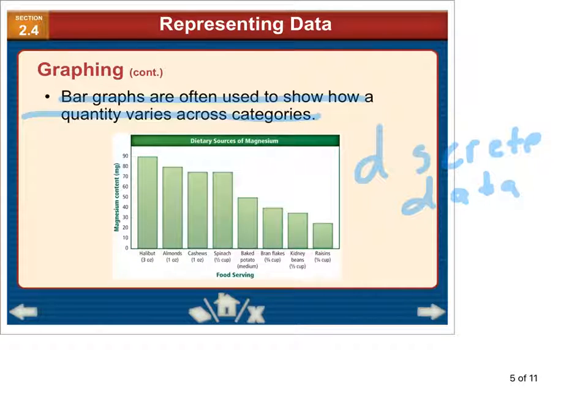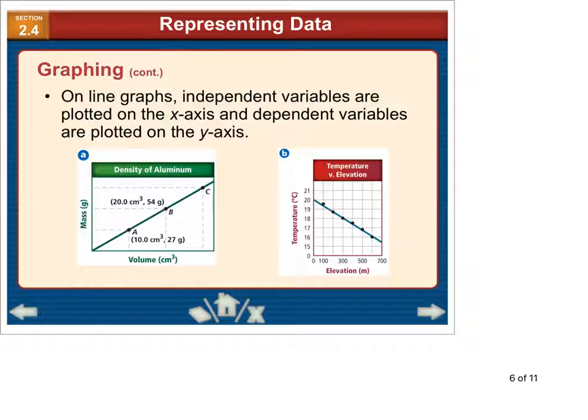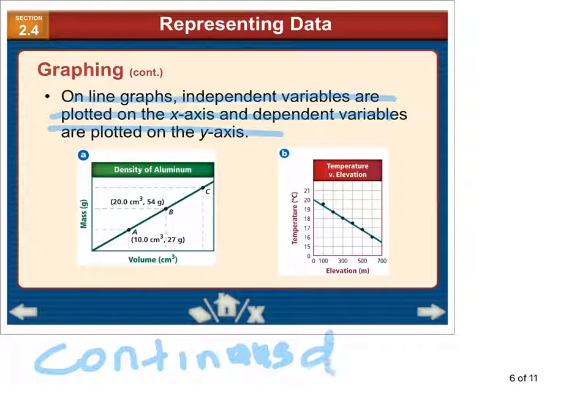If you use a line graph, that's going to be for continuous data, which would have stuff in between. So this is continuous data on a line graph. Continuous data. And key thing, independent variables plotted on the x-axis, dependent variables on the y-axis.